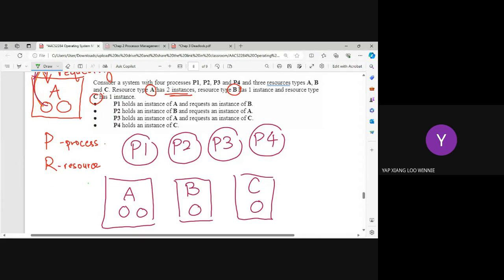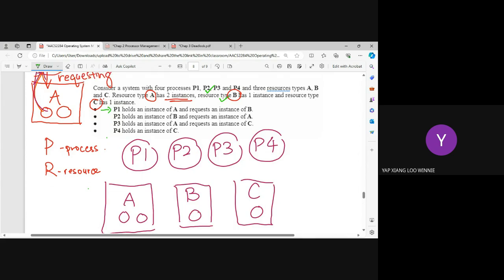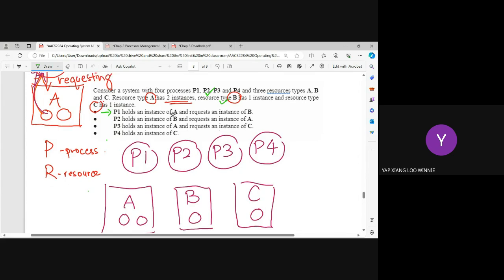So every time you look at this question, you interpret this one first. This one done already, then you process with resource. You draw this out already. Keep calm, okay? Keep calm. Now try to understand one by one. Look into the first one. P1 holds an instance of A. Now holding, which means like this. Okay, holding, from the resource to the process.